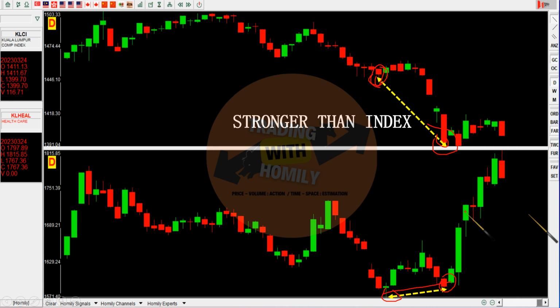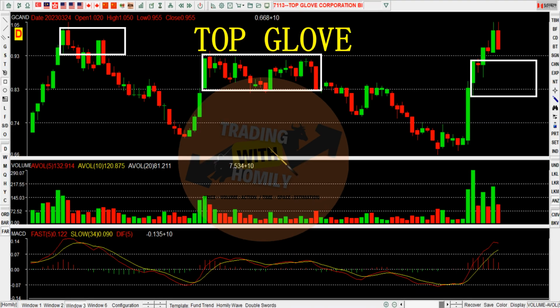And from last week, for these 5 days, I think we could make at least 10% from the healthcare stocks. And here we especially see some glove stocks. First one is about Top Glove.